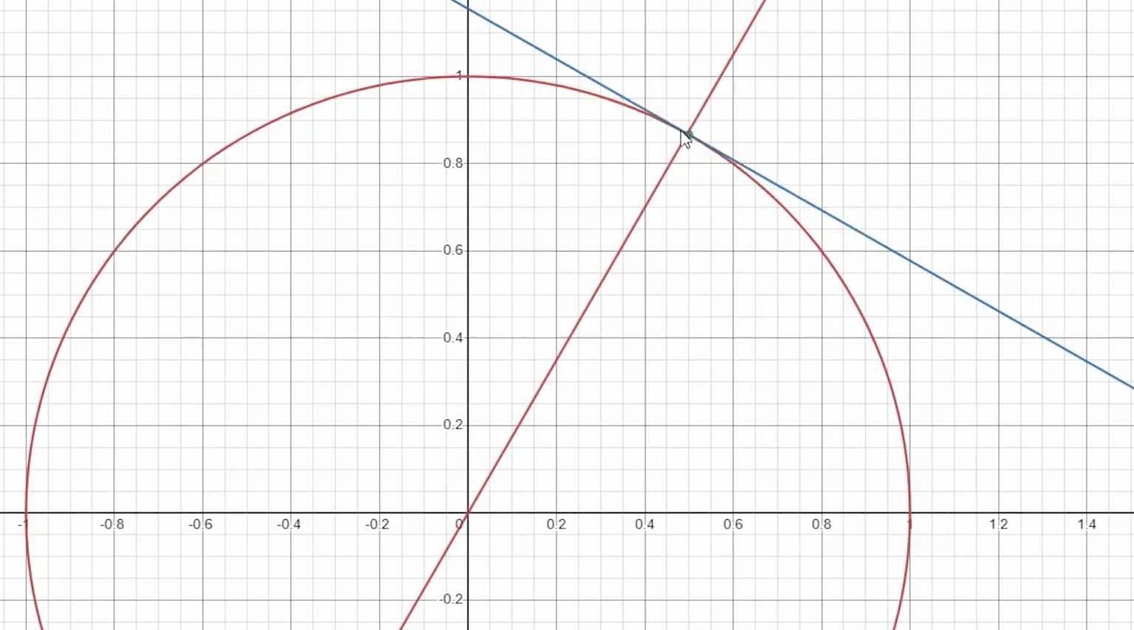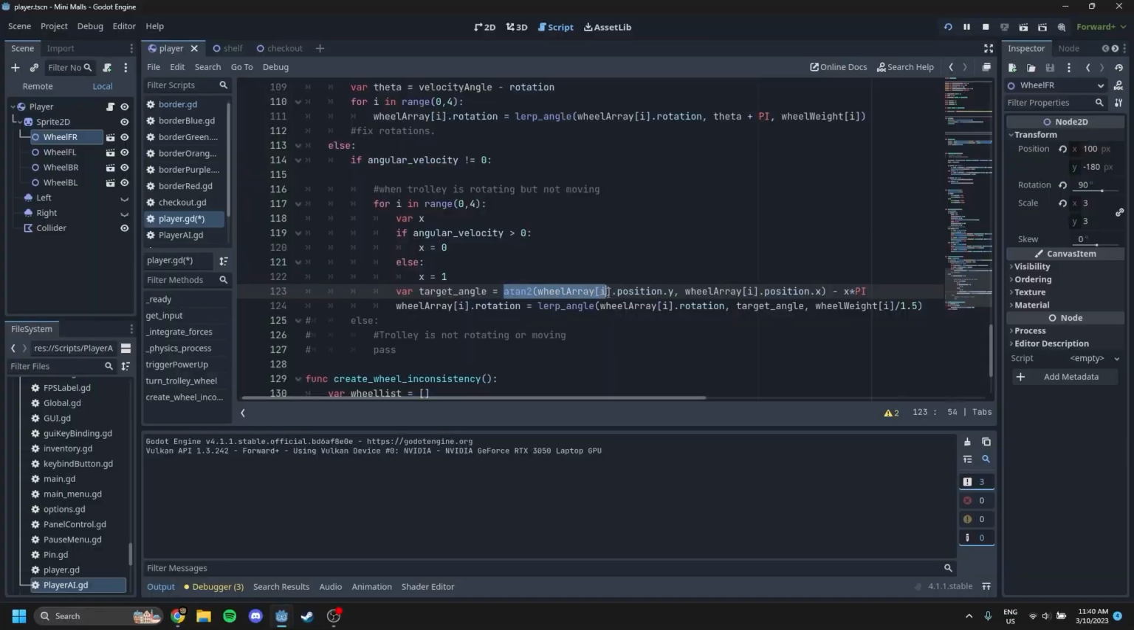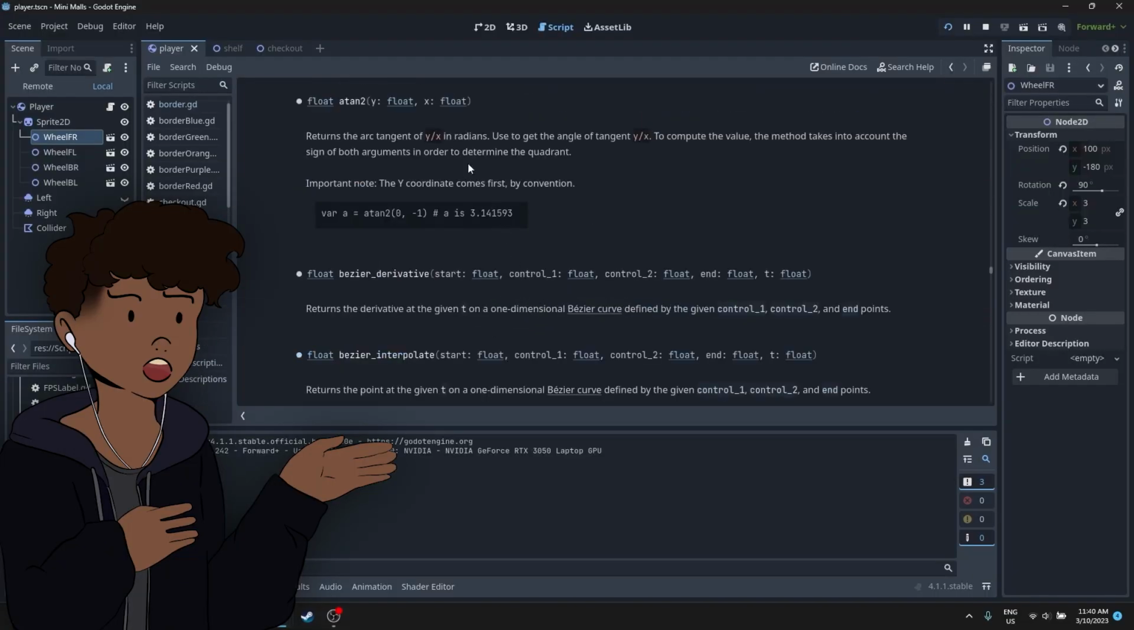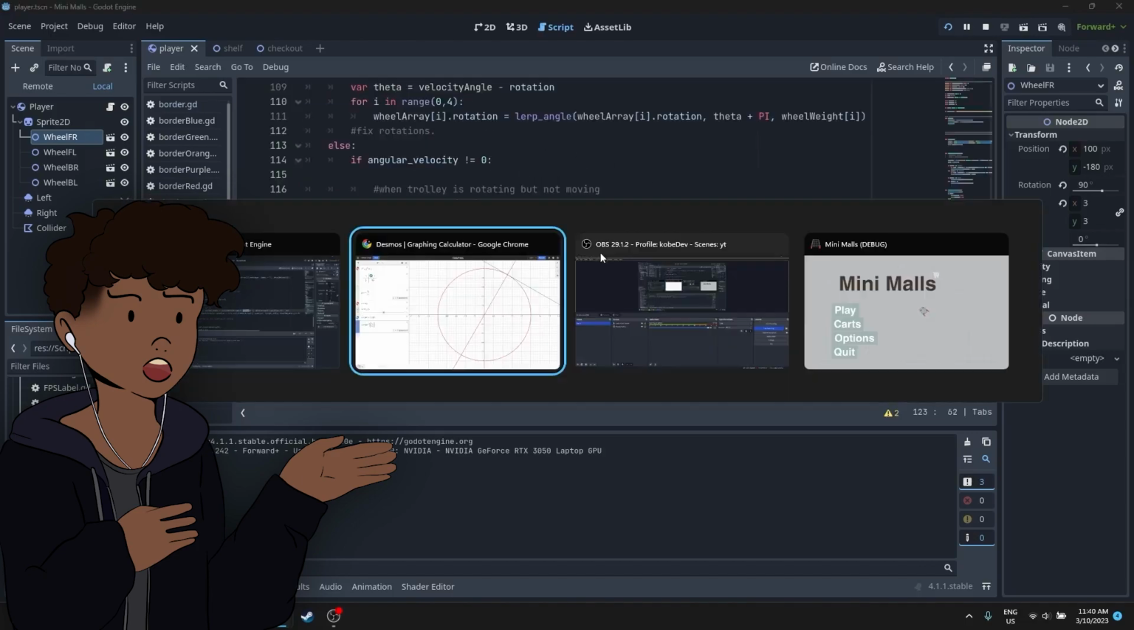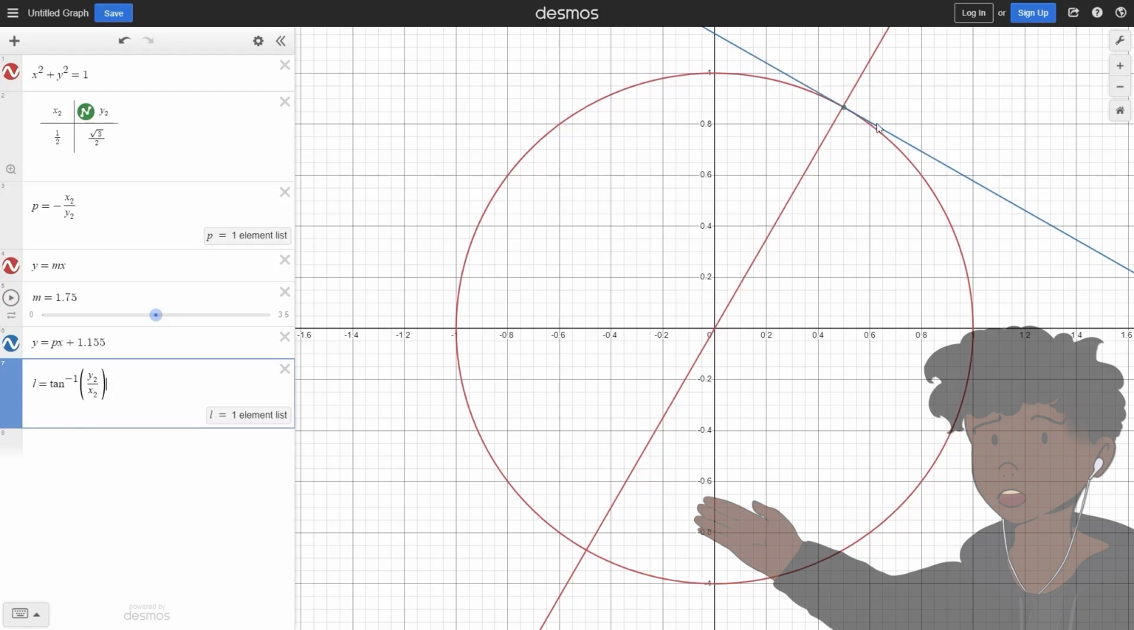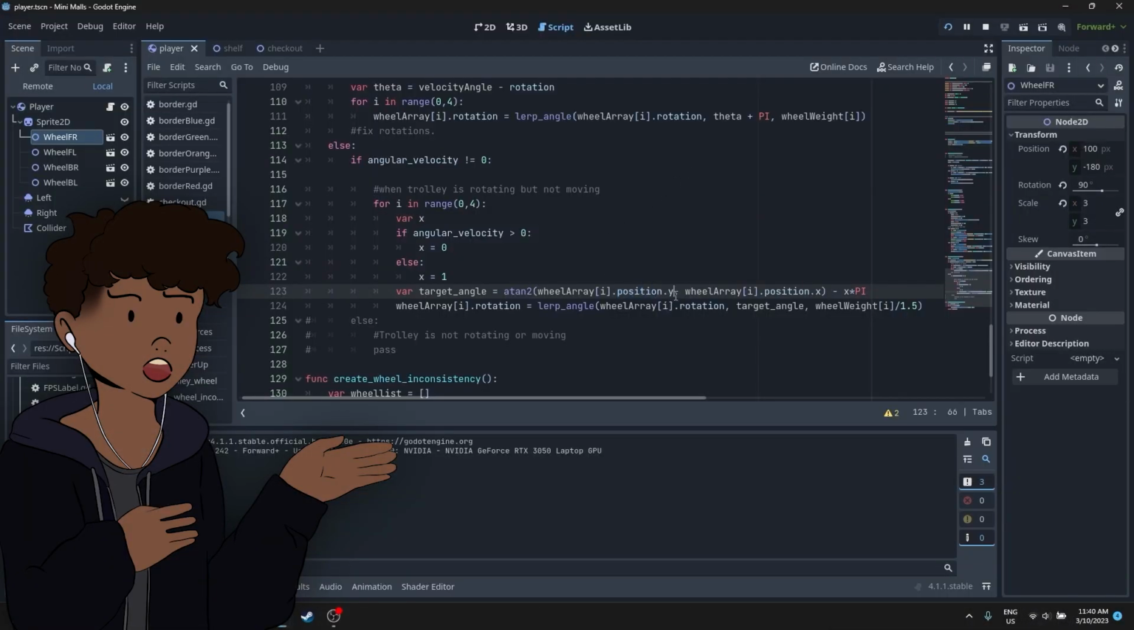So if we take the wheel position and we find the tangent of it, so we're using atan2, which takes in an x and y coordinate, and it will basically get the angle of the tangent. So the tangent in this case being this line here, given the x and y coordinate. So it's really useful for exactly what we need to do. So we're giving it the y position, we're giving it the x position. It's going to calculate the angle of the tangent.